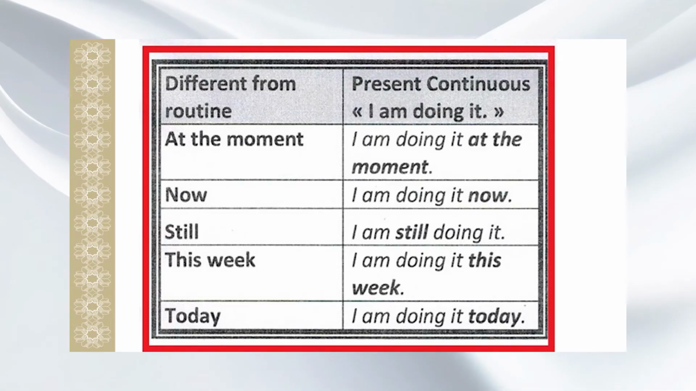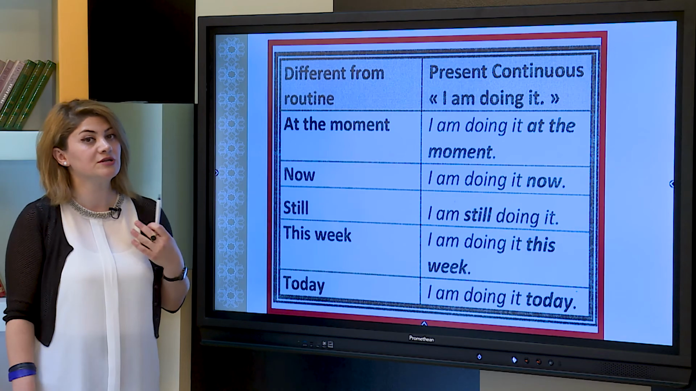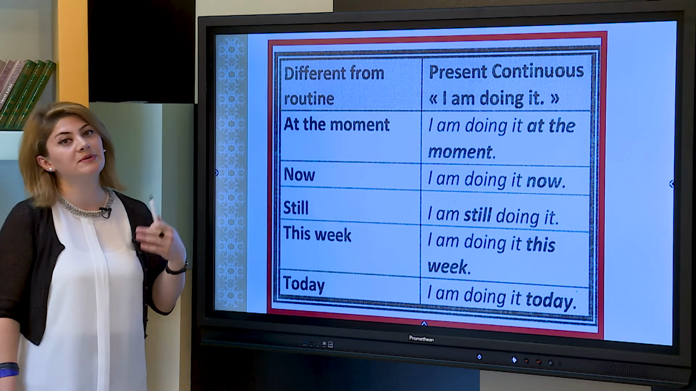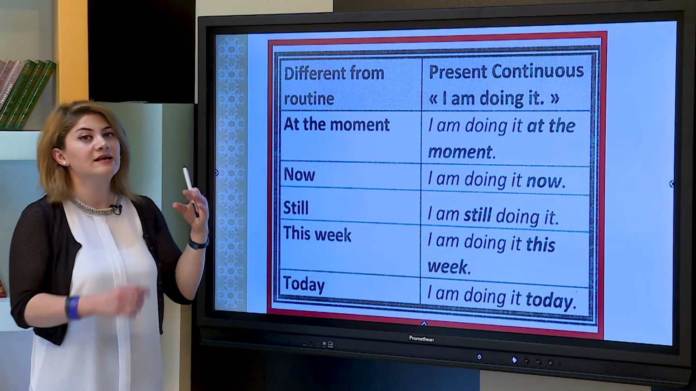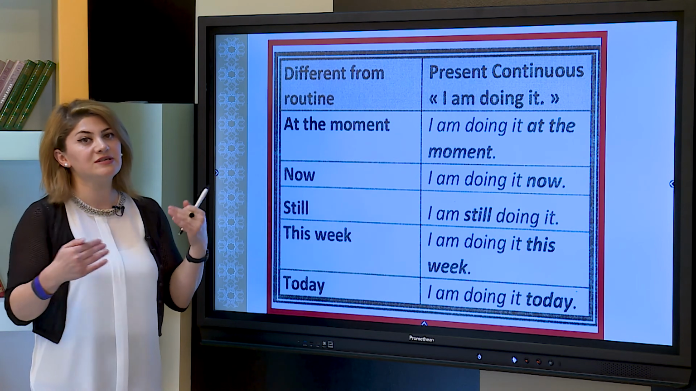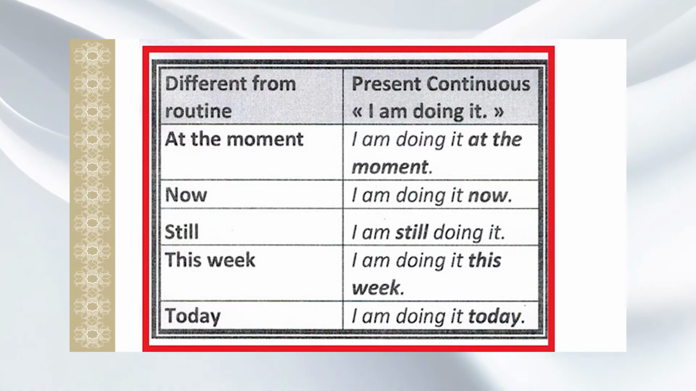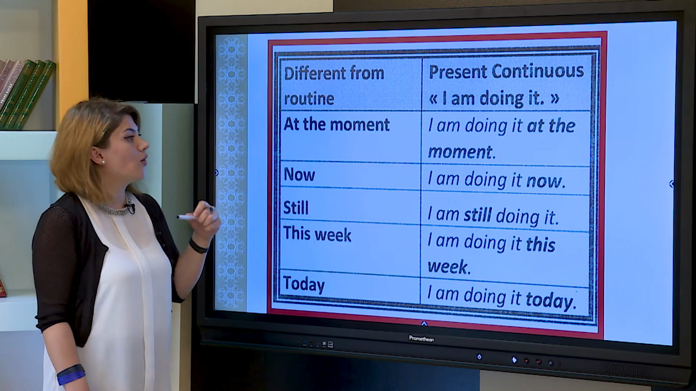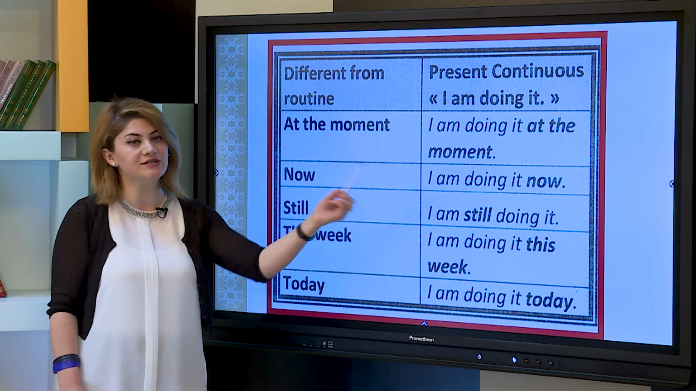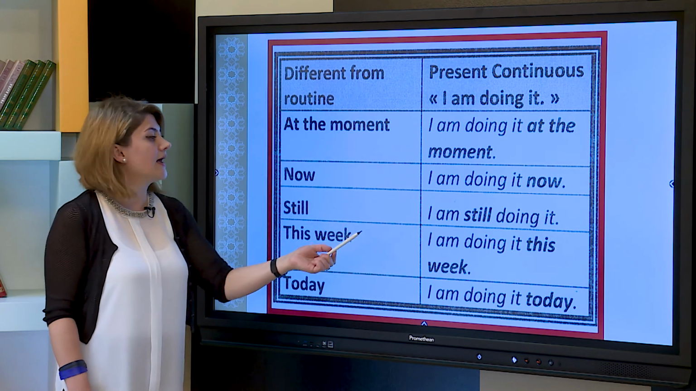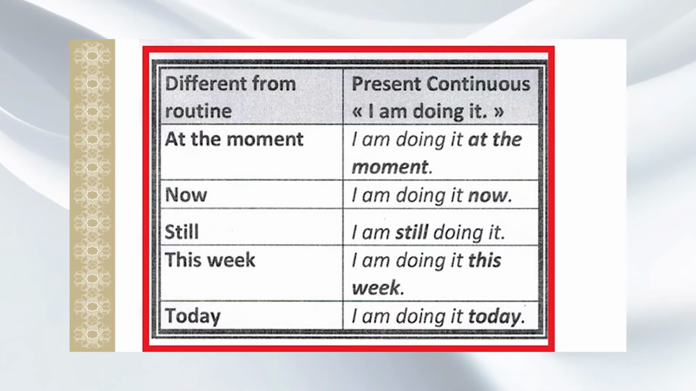And so, my dear students, I want to introduce you some keywords which we can use in the present continuous. When you see these keywords, it means that the sentence is used in the present continuous. For example, at the moment: I am doing it at the moment. Now: I am doing it now. Still: I am still doing it. This week: I am doing it this week. Today: I am doing it today.